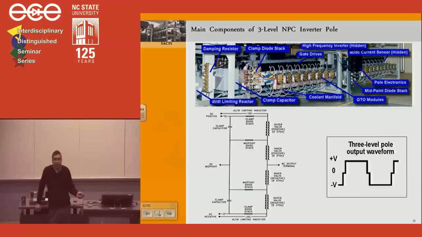This is a picture of the real thing. So these voltages on the DC side, as I said, could be somewhere in the range of 10 to 20 kV. Okay? So we need a bunch of these semiconductor switches to hold off these voltages and to switch them to give this kind of waveform. So this is the hardware that is a building block. So this is a pole.